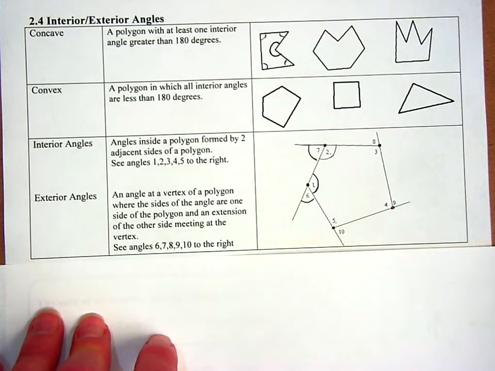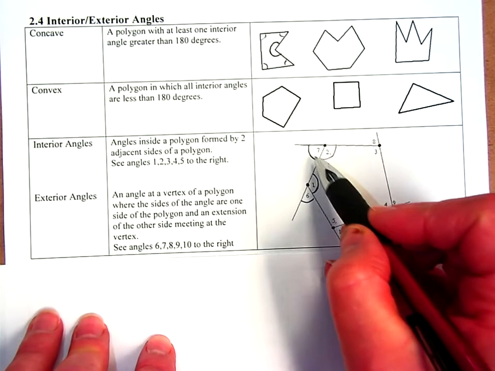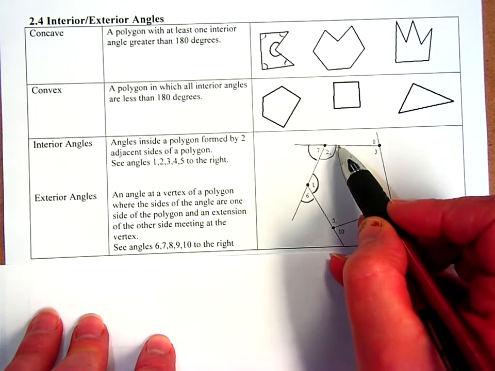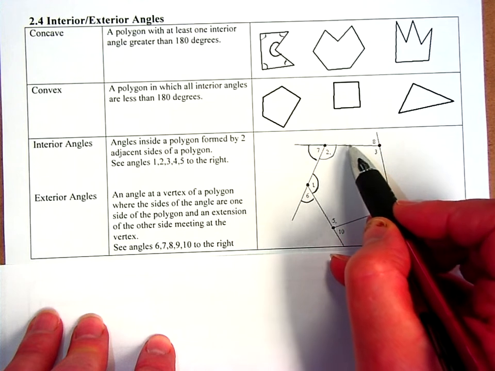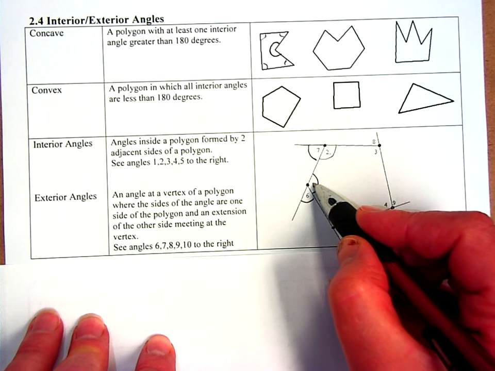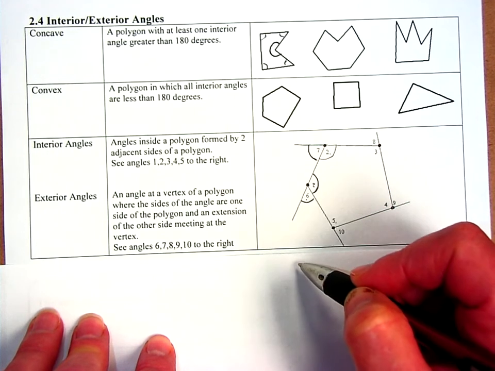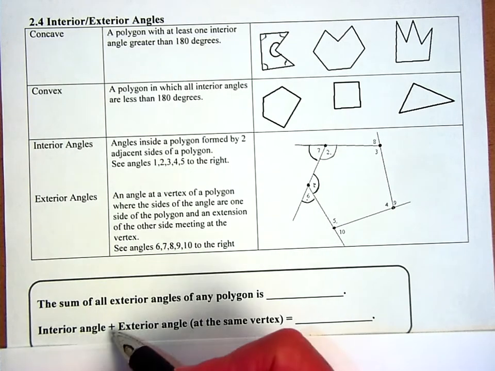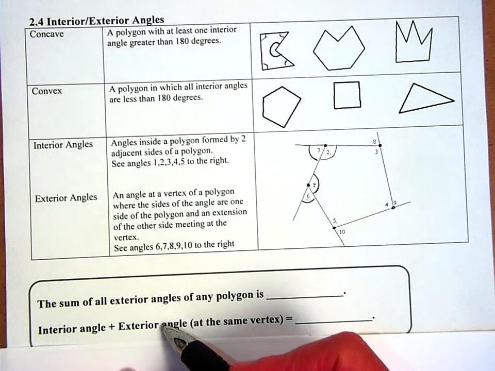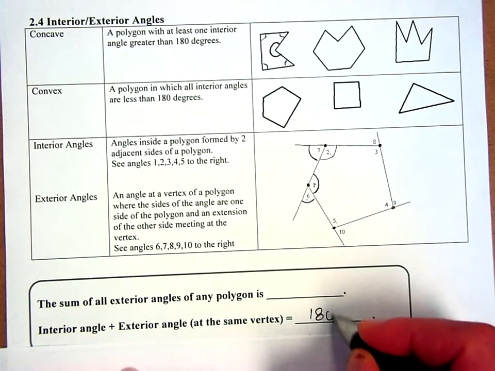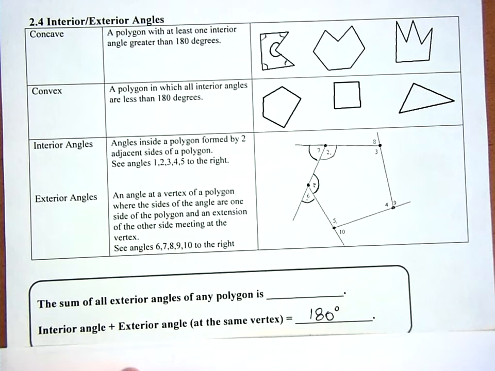Now, one thing that you need to recognize is that every time you create an exterior angle and you add it to the interior angle, you always have that straight line, which is actually 180 degrees. So the sum of an interior and an exterior angle at any vertex is always 180 degrees, and that's this rule here: interior angle plus exterior angle at the same vertex equal 180 degrees. And you can use that rule later on to figure out the missing angles that we need to find.